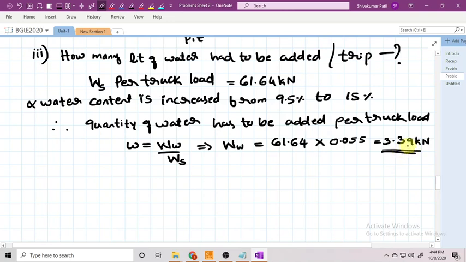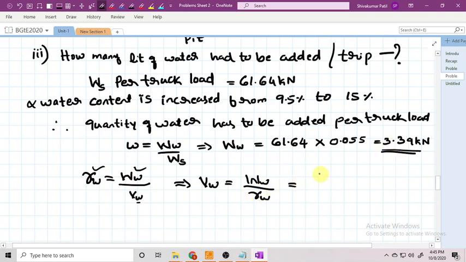Okay, but usually we won't weigh the water in kilonewton. We will measure the water in terms of liters, right? So let me put it in terms of liters. To do that, what is the unit weight of water? Unit weight of water is equal to weight of water by volume of water. I know the weight of water, I know the unit weight of water also. I want to find out the volume of water. So volume of water is equal to weight of water by unit weight of water.